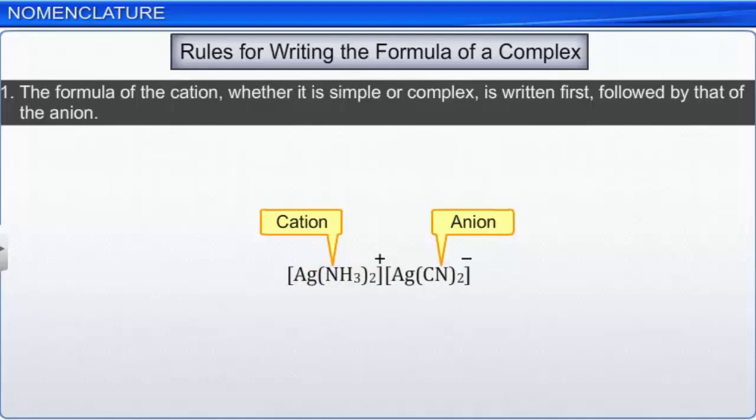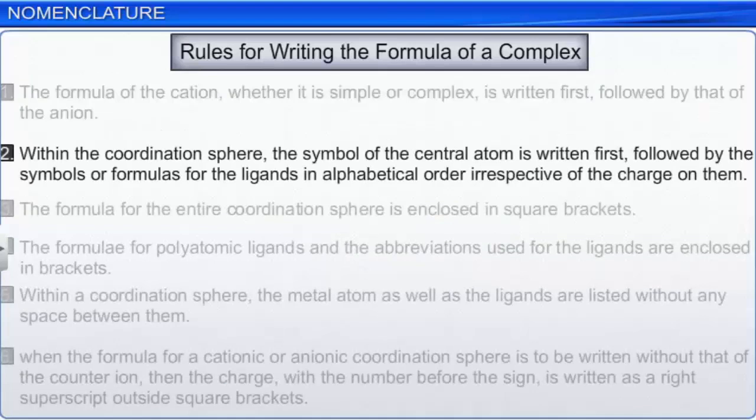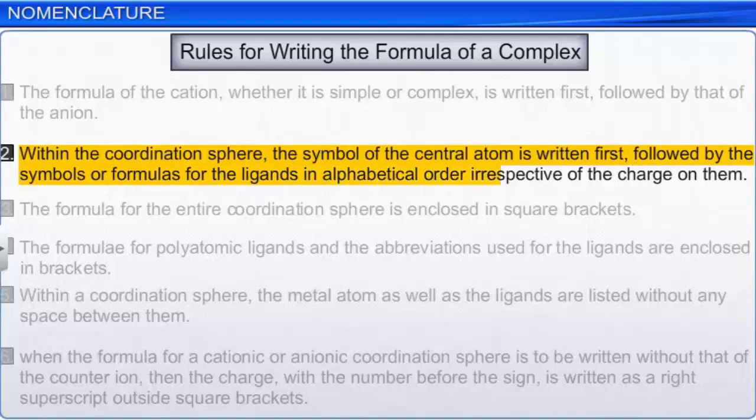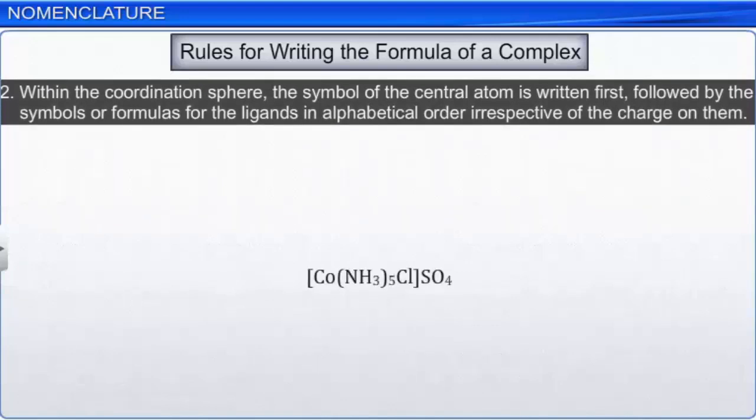The second rule is that within the coordination sphere, the symbol of the central atom is written first, followed by the symbols or formulas for the ligands in alphabetical order, irrespective of the charge on them. For example, in the complex shown here, the metal atom cobalt is written first, followed by the ligands ammonia and chloride.